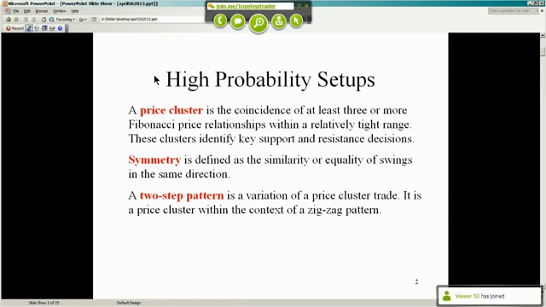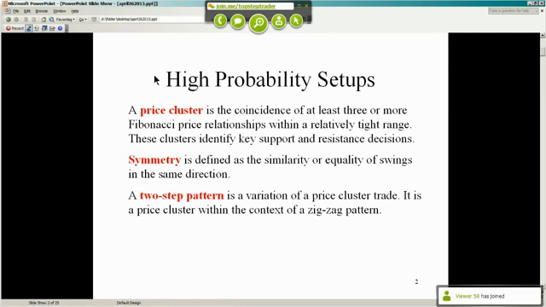The second is what I call a symmetry setup. Now, symmetry is pretty much a measured move. It's defined as the similarity or equality of swings in the same direction. Now, don't worry that that doesn't make sense just yet, because I am going to show you a picture of it.